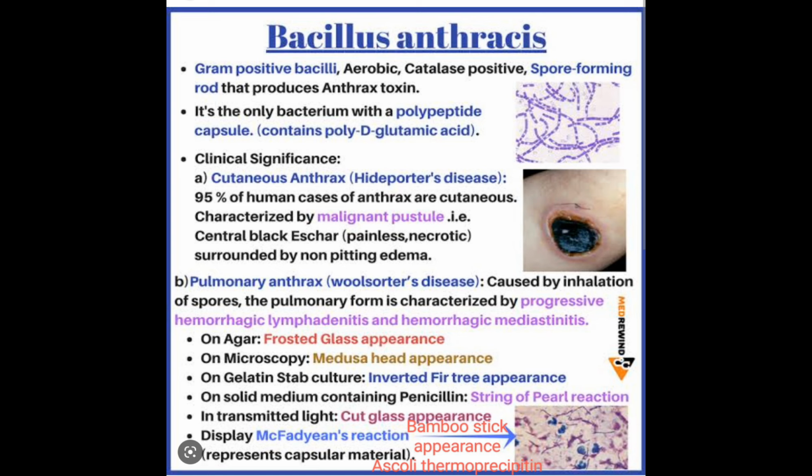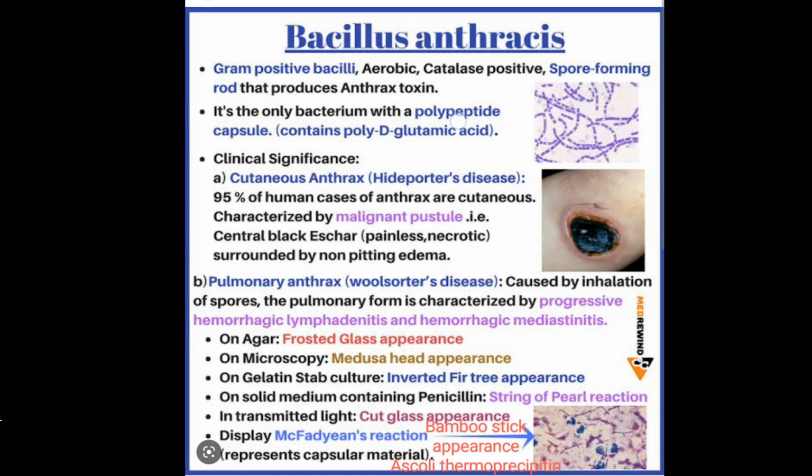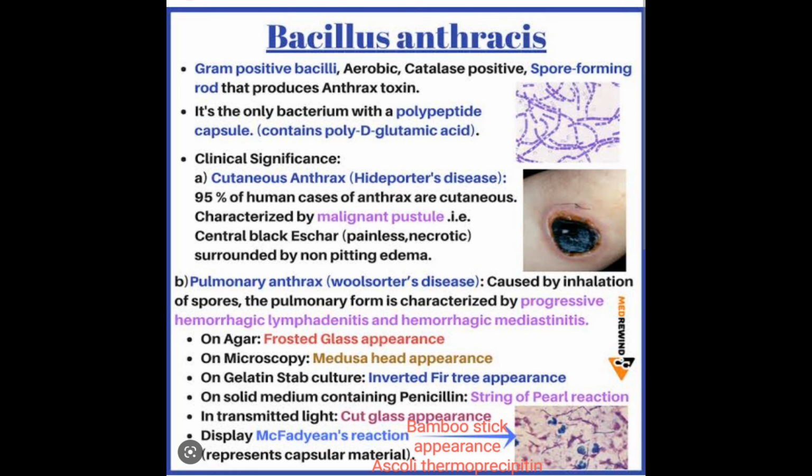We'll be discussing in this image gram positive bacilli. This is catalase positive and a spore forming rod that produces anthrax toxin. These have a polypeptide capsule, whereas in the pneumococcus we have polysaccharide. Here we have a polypeptide capsule, poly D-glutamic acid. Two types of anthrax are there, cutaneous and pulmonary anthrax. Cutaneous is known as Hide-porter's disease. Pulmonary is known as Woolsorter's disease. In the cutaneous, we will basically have a malignant pustule, that is, a black scar will be there.